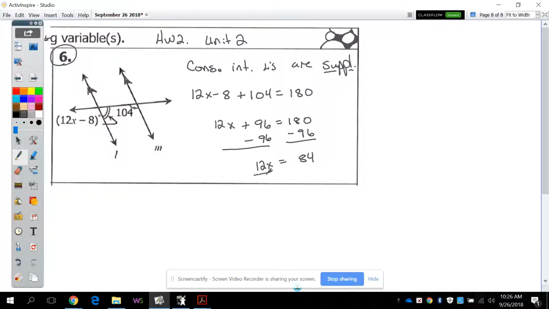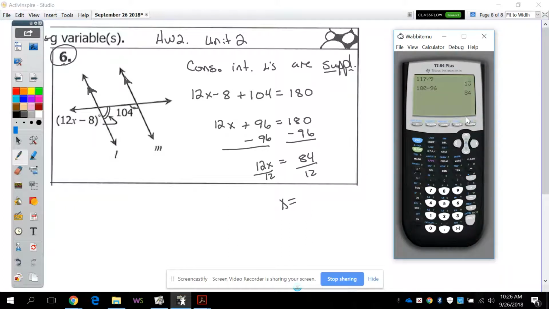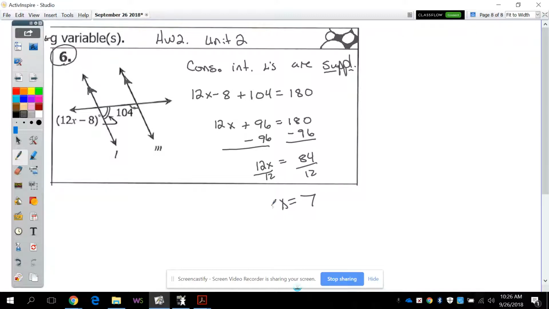I believe that comes out evenly. Divide by 12. But if you're not sure, feel free to use your calculator. 84 is already in there, so I'm going to hit divided by 12 equals 7. So in this problem, x equals 7.